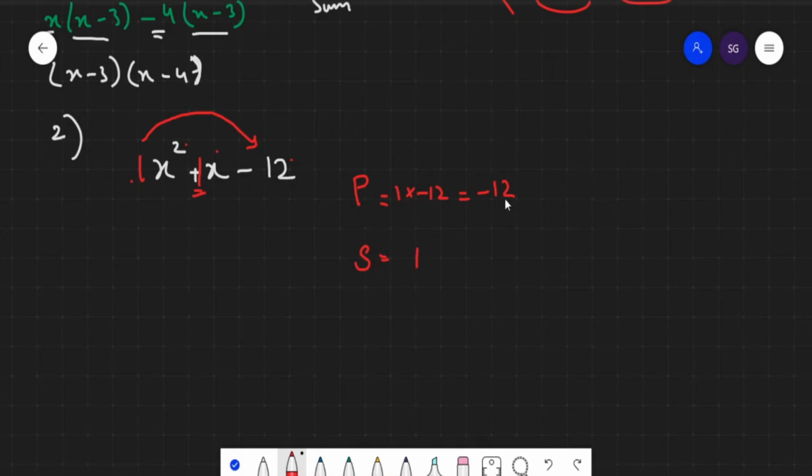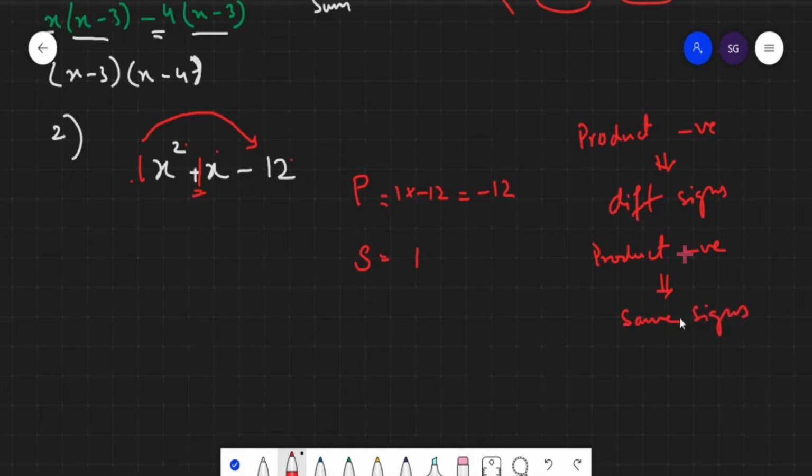Product is negative 12. Now whenever the product is negative, this is the important key point here. The product is negative, it means you are multiplying different signs. So I know from the sign of the product that the values that I'm looking for should have different signs. And if I had a positive product, then I knew that I would have been looking for same signs.